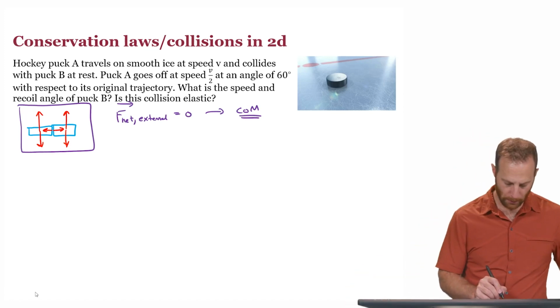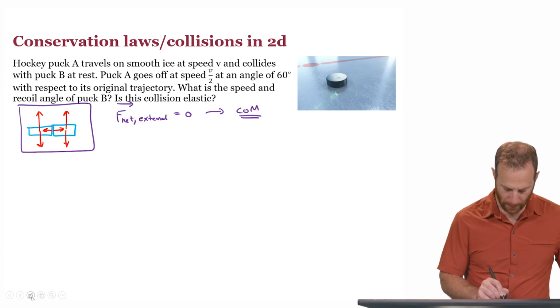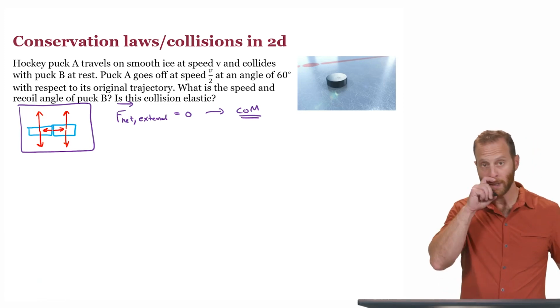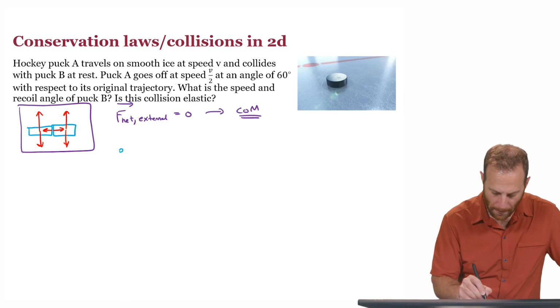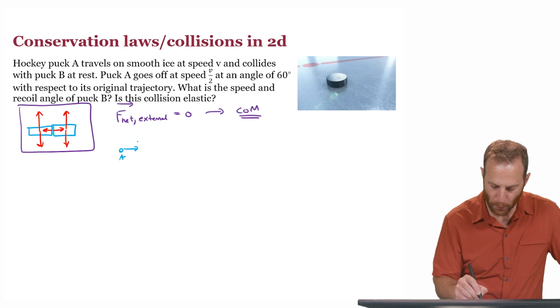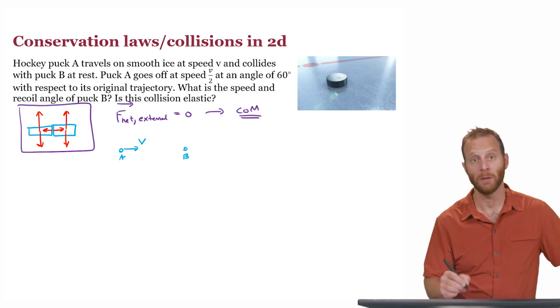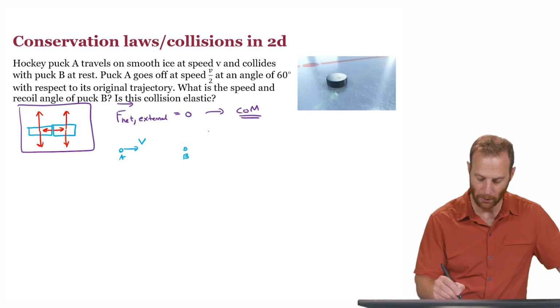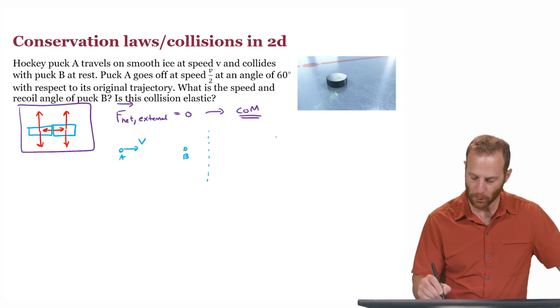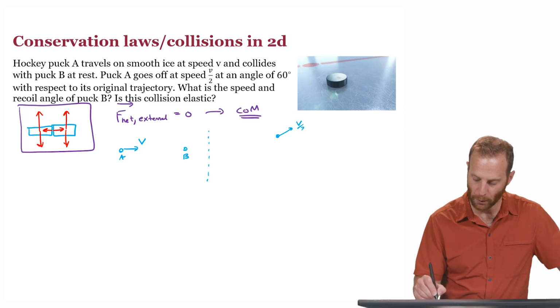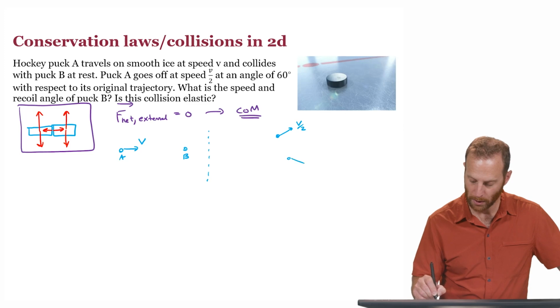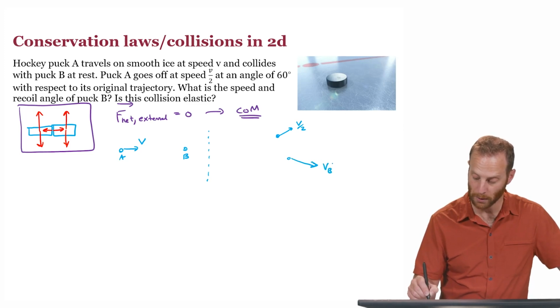Before we go any further, though, let's draw a little picture to give us some help in seeing what's going to happen. Puck A starts off moving, and it's moving at a speed v. Puck B is like this with its initial velocity of 0 because it's at rest. Afterwards, puck A is going off in this direction. It has a final speed of v/2, and puck B is going this way, and we don't know what puck B's final velocity is. So I'll write it as vb prime.